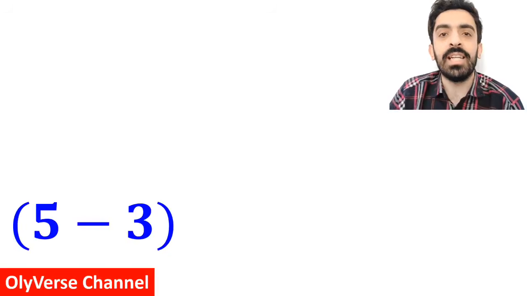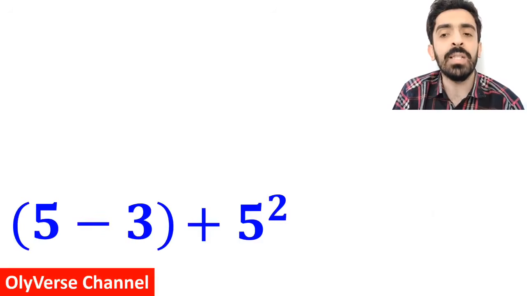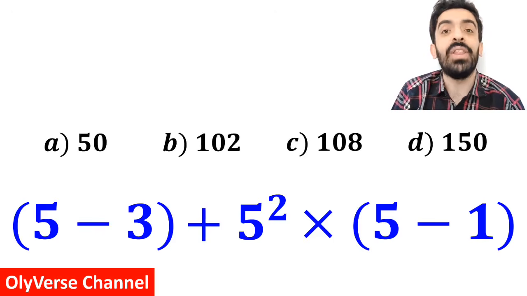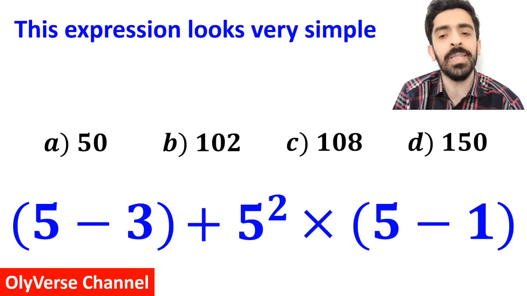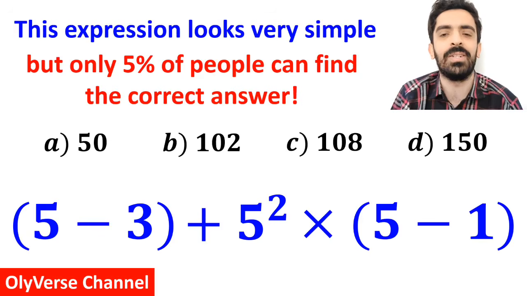What is the value of the expression (5 - 3) + 5^2 × (5 - 1)? Which option do you think is the correct answer to this question? This expression looks very simple, but only 5% of people can find the correct answer.